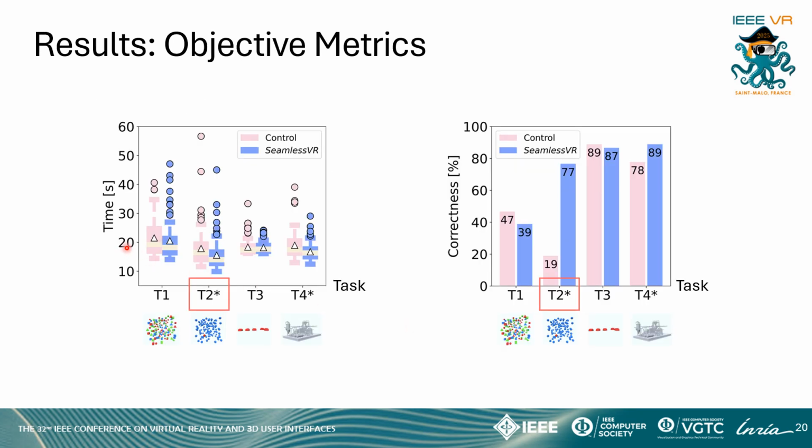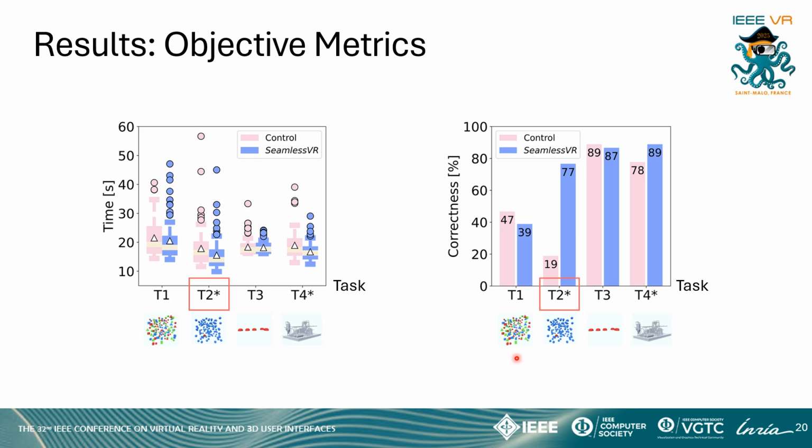Here is time and correctness for the four tasks and two conditions. SeamlessVR has significant advantages in terms of time and correctness for task 2. For task 2, the participant has to check the blue spheres from the headset to the screen. In the control condition, the abrupt switch requires that participants connect the two visualizations from memory. This is not easy because of the many similar blue spheres.